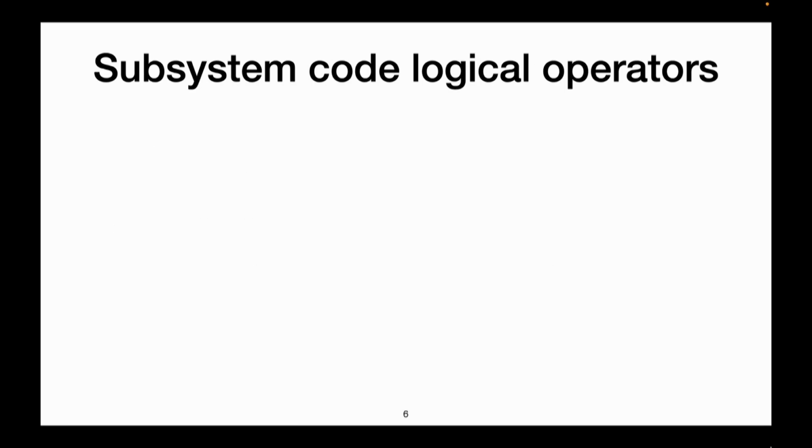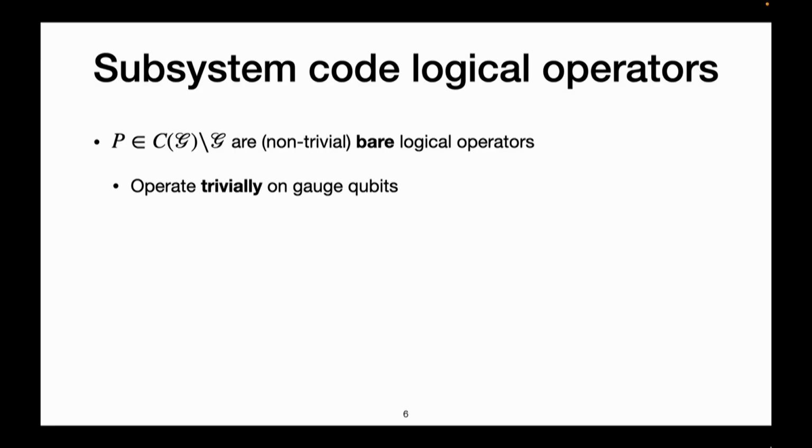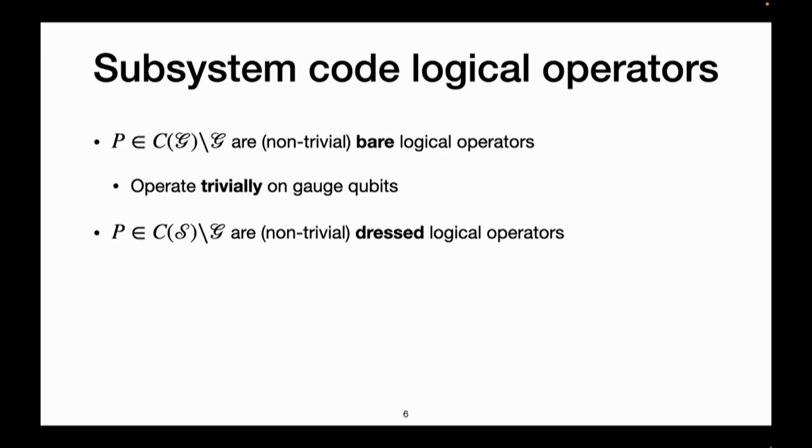Now, the main difference between stabilizer and subsystem codes that is relevant for us is in the classification of logical operators. For subsystem codes, we have two types of logical operators. They're called bare and dressed. A bare logical operator commutes with all the elements of the gauge group, and they act trivially on gauge qubits. On the other hand, a dressed logical operator commutes only with all the stabilizers, and these might operate non-trivially on gauge qubits.